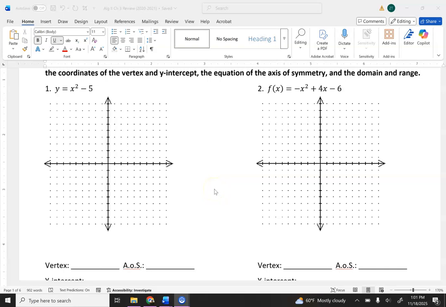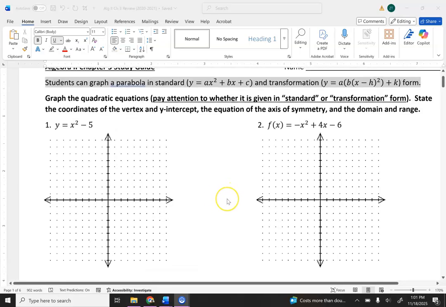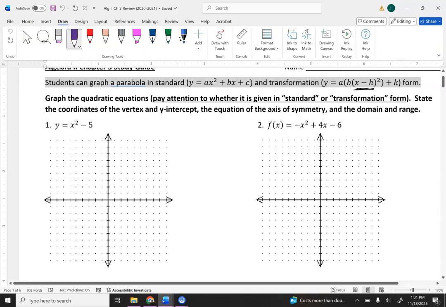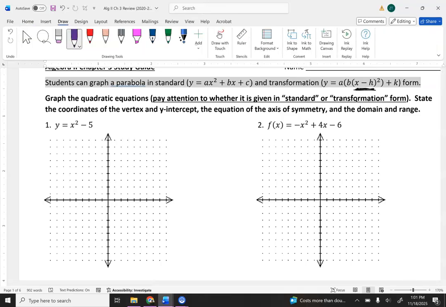All right, we're going to go through the Chapter 3, Algebra 2 Chapter 3 review. I'm going to start off with the page about graphing. As we talked about in class, there's two different forms, so we're going to look at the standard form and the transformation form. You can always identify the transformation form by looking for this x minus or plus something squared, right? So you're always going to have that parenthesis with the square around it like that.